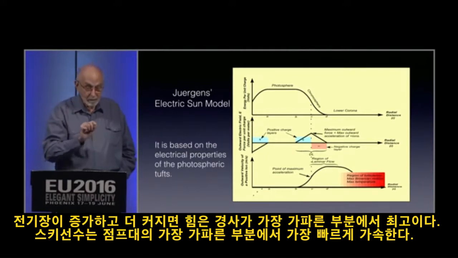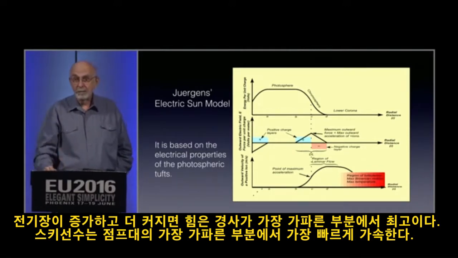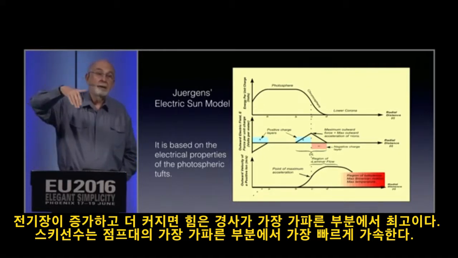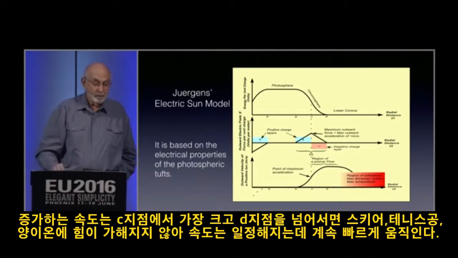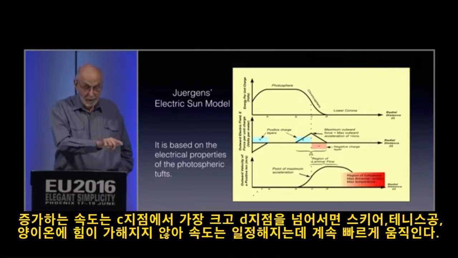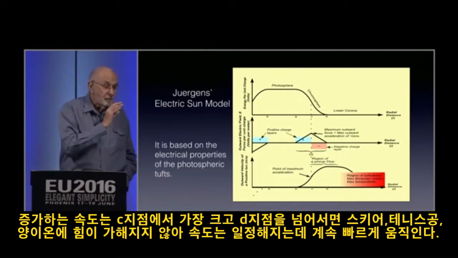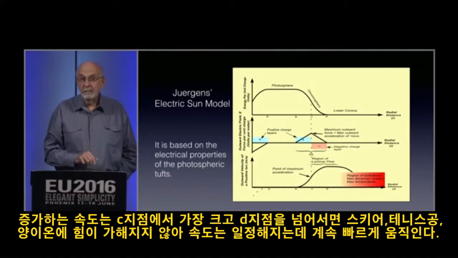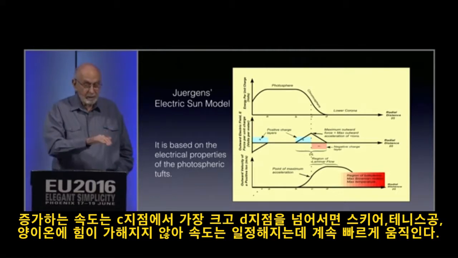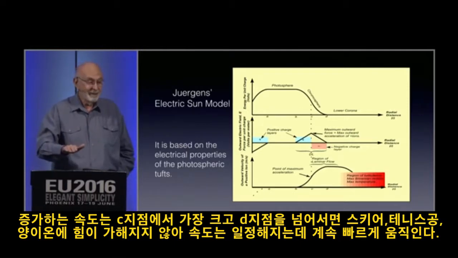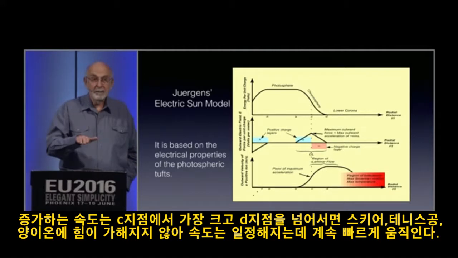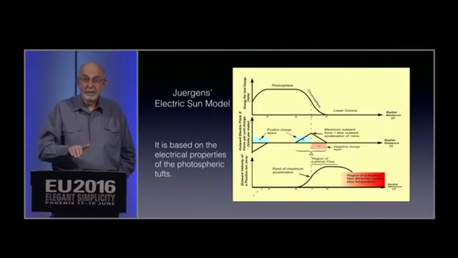And the force is maximum where the slope is steepest. The skier is accelerating most rapidly at the steepest part of the ski jump. And so the velocity, the bottom curve, is continuing to increase. The increase in velocity, the acceleration, is maximum at point C. Once you get beyond point D, there's no more force on the skier, the tennis ball, or the positive ion. And so the velocity is constant. But it's moving, it's fast.